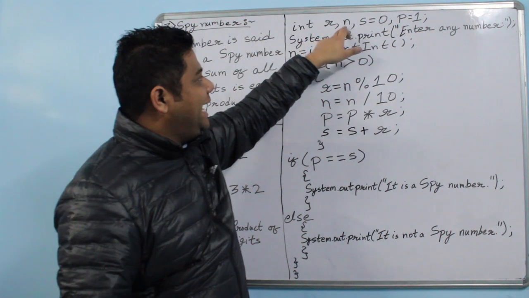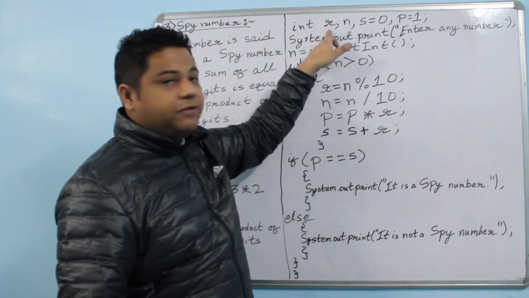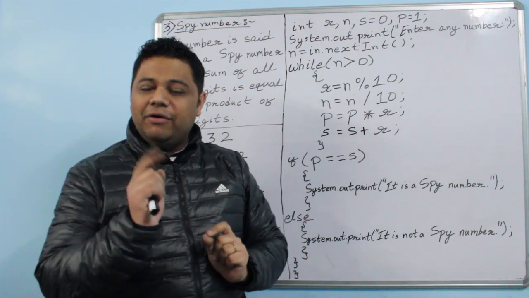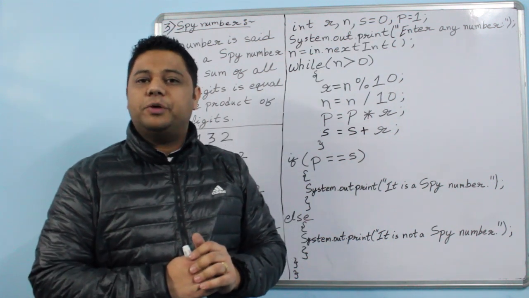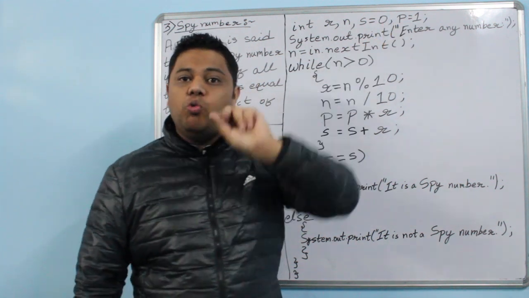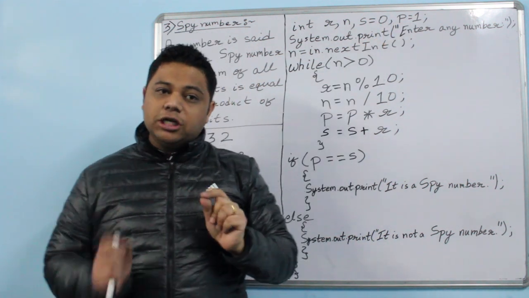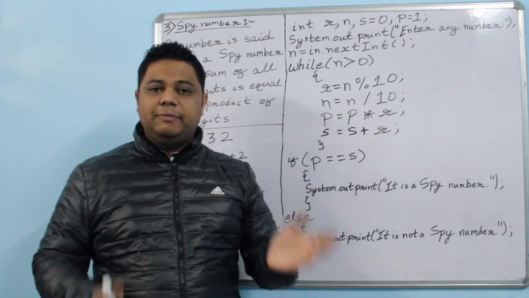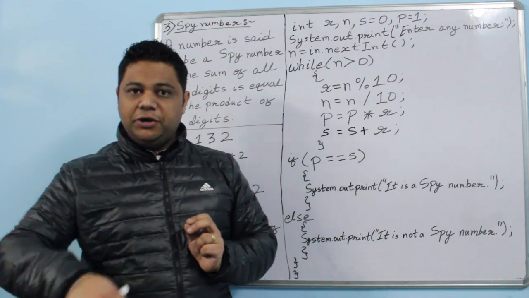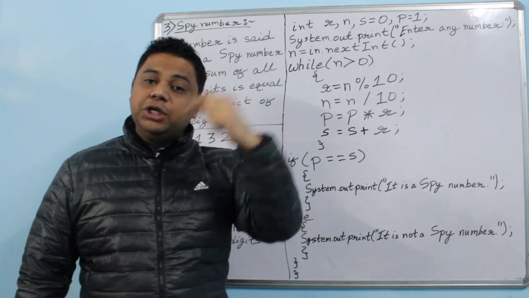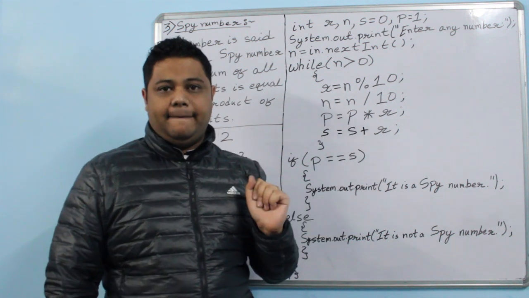We have used R, N, S. Now R is for remainder, N is for the number, S equals 0 for sum of digits. Now in this program we also have the product of digits. So for product we are using a variable P equals 1. Now why are we using 1? Because product means to multiply. If you use 0 over there, no matter how many times you multiply, the answer will always be 0, because 0 into any number is 0. So that's why for product we are using 1, because 1 into any number is that number.